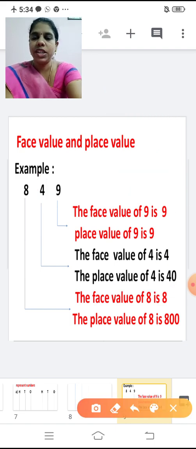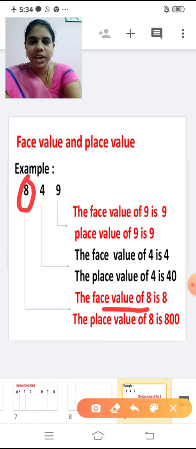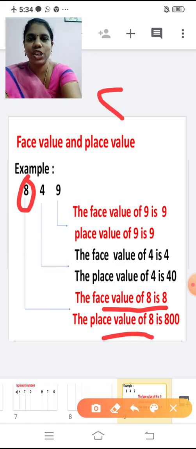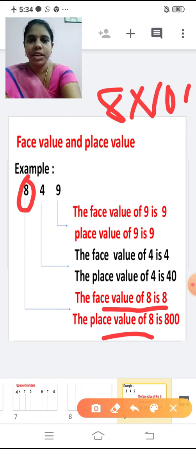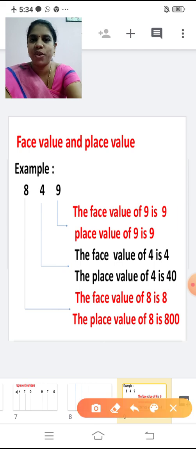Next one, 8. We are going to move on to the number 8. Face value, it is the value of the digit. So what digit we are having? 8. So the face value of 8 is 8. And what is the place value? It depends upon which place it is. 8 it is in hundreds place, right? So 8 into 100. Place value of 8 is 800. 8 into 100 is 800. What is the place value of 8? 800. Face value of 8 is 8 and the place value of 8 is 800.